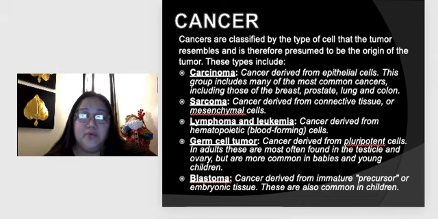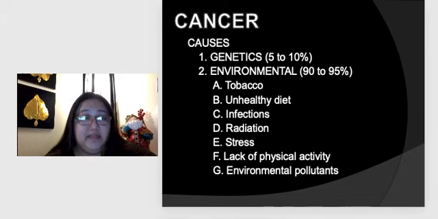And the germ cell tumor, sila naman yung cancer derived from the pluripotent cells or what we usually know as the stem cells. They are capable of giving rise to several different types of cells. And yung blastoma, ito naman yung cancer derived from immature precursor or embryonic tissue na usually intrauterine life pa lang nagfo-form na siya. Now, ang cancer maraming causes. It could be genetics. Before, cancer is known to be genetic in origin, pero ngayon, you could be the first in the family to develop cancer kasi may mga environmental causes ang cancer.